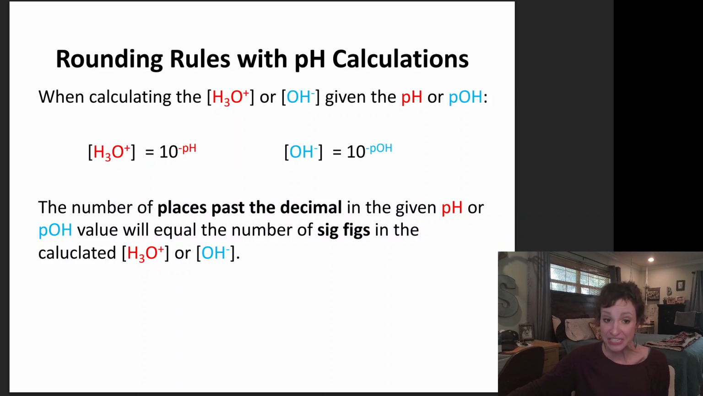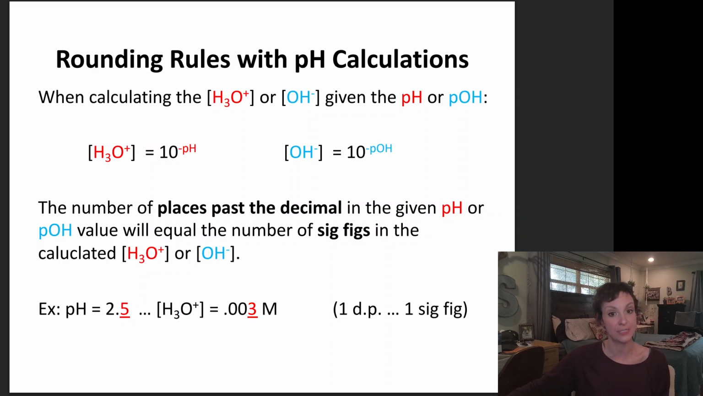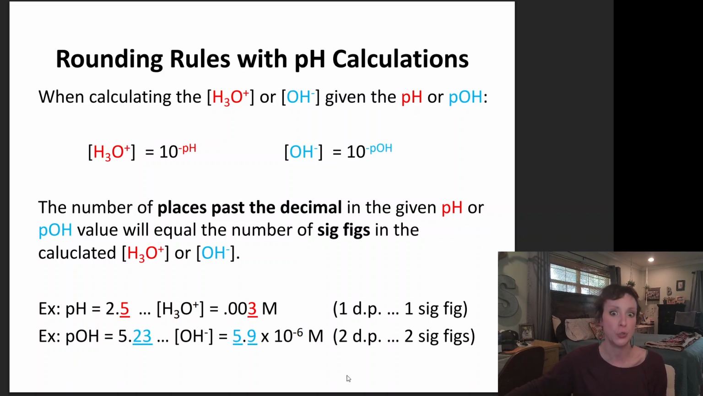Doing the reverse of that, if I give you the pH, I'm going to be looking at the places past the decimal, and however many places past the decimal there are will let you know how many total sig figs I need to round to when I solve for the concentration of that ion. Amazing. One more. Here my p-value has 2 places past the decimal, which means my concentration has to have 2 total sig figs. I don't make the rules. Sorry about the log scale.